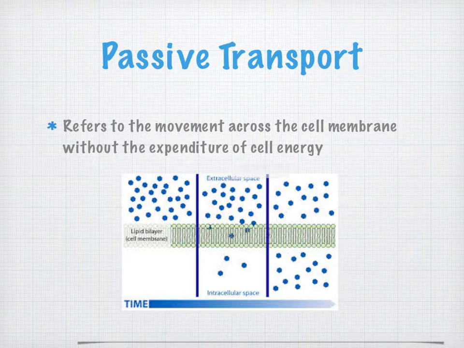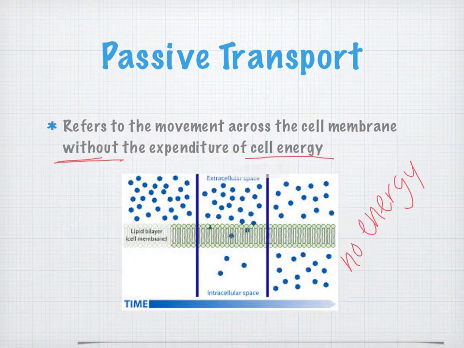Passive transport. This refers to the movement across the cell membrane without the expenditure of energy. So there is no energy needed.